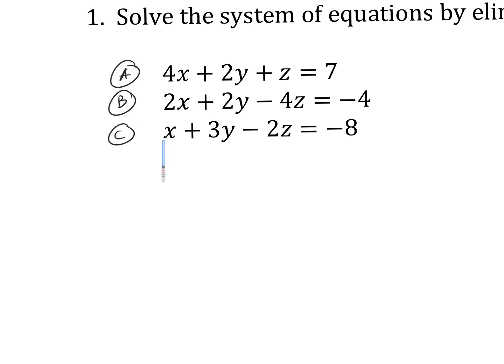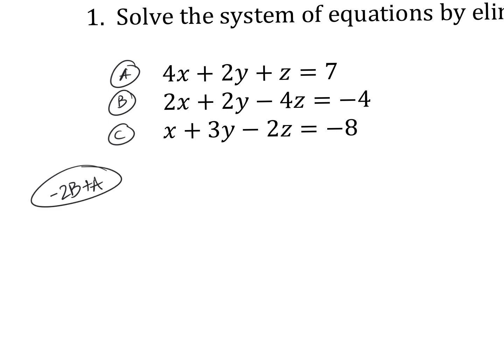Lily, you said A and B. What are you going to do to A and B to eliminate the x's? She says I'm going to do negative 2b, right, because we want them to be opposite signs. So I'm going to multiply b by a negative 2. I like to write what I'm going to do: negative 2 times my b, and I'm going to add it to A. That lets me know what I'm doing.